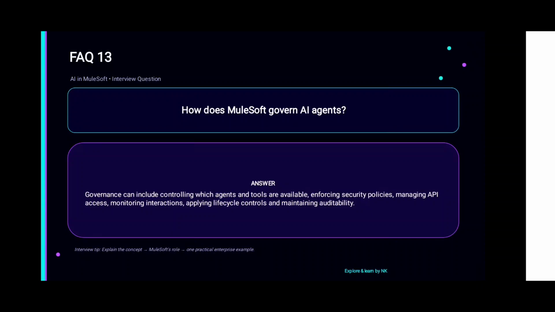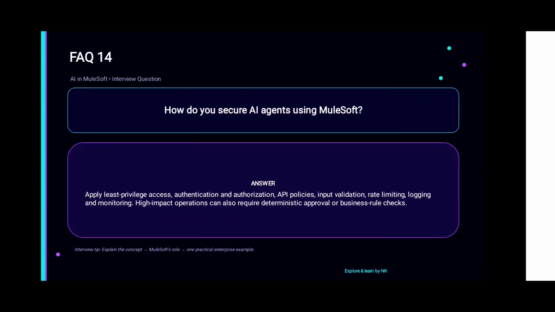So how does MuleSoft govern AI agents? Governance can include controlling which agents and tools are available, enforcing security policies, managing API access, monitoring interactions, applying lifecycle controls, and maintaining auditability, like this observability. Now, how do you secure AI agents using MuleSoft? Apply least privilege access, authentication and authorization, API policies, input validation, rate limiting, logging and monitoring policies. High impact operations can also require deterministic approval or business rule checks, right?